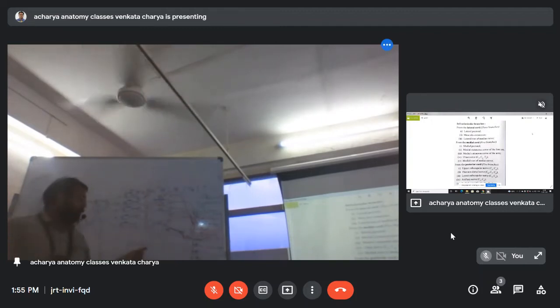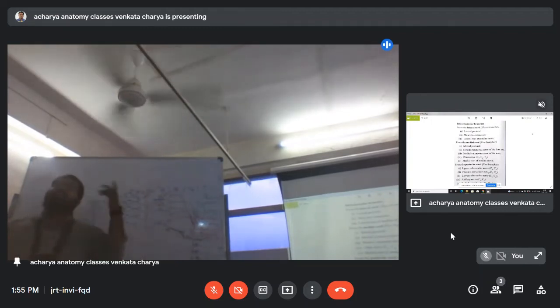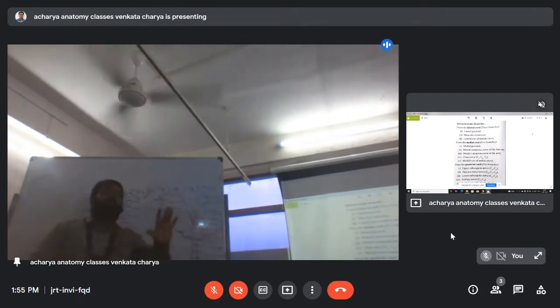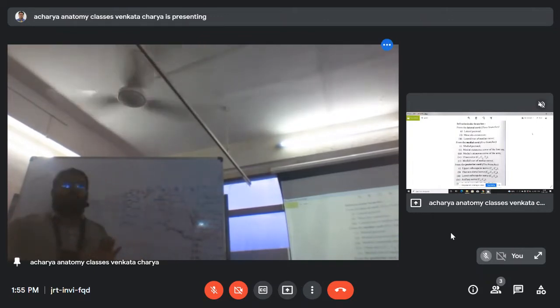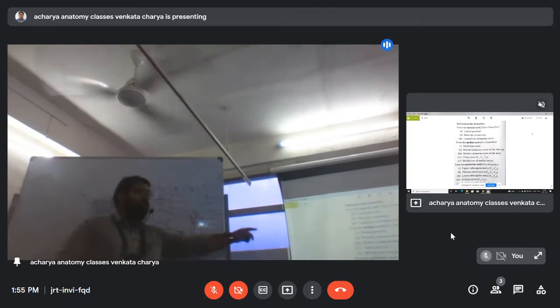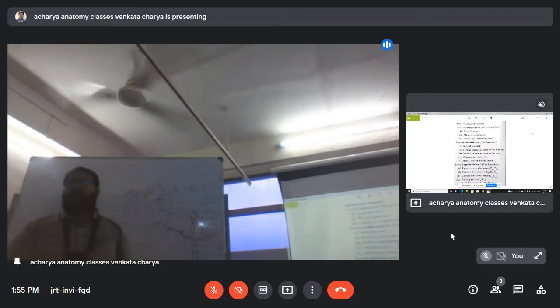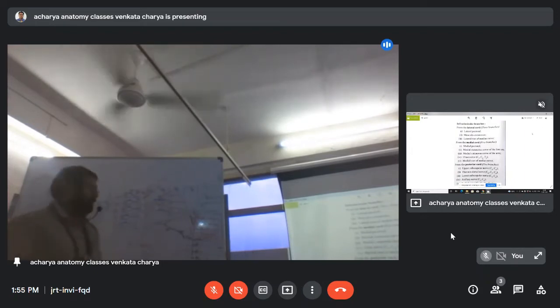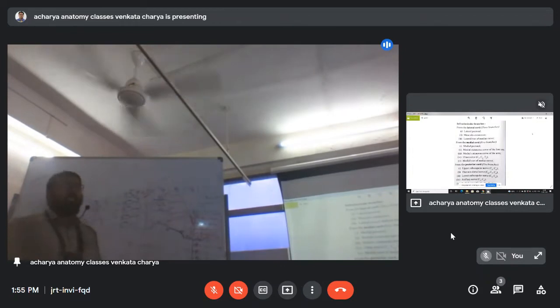Students get confused in the exam between the thoracodorsal nerve and the long thoracic nerve. So we remember it as nerve to latissimus dorsi. Are you getting? So the thoracodorsal nerve is nothing but the nerve to latissimus dorsi. Then the axillary nerve and radial nerve are the branches of the posterior cord.